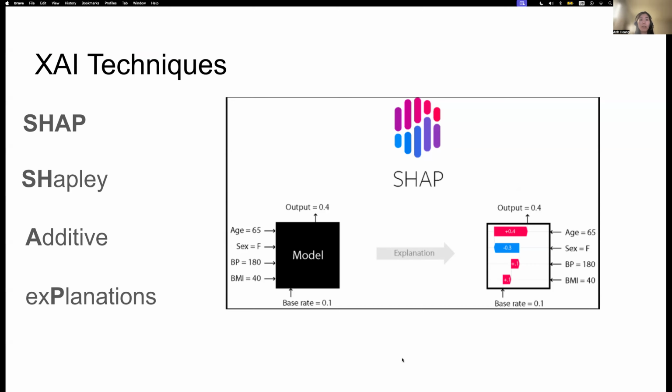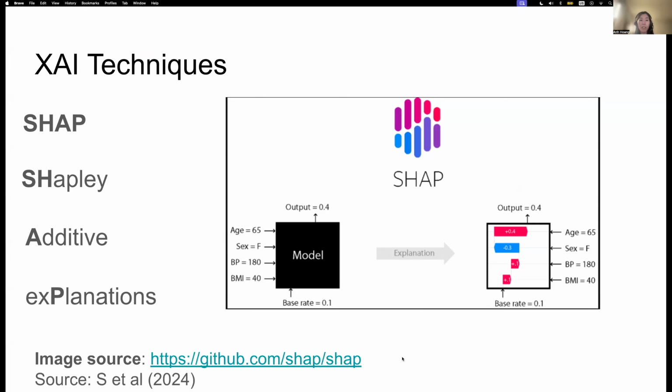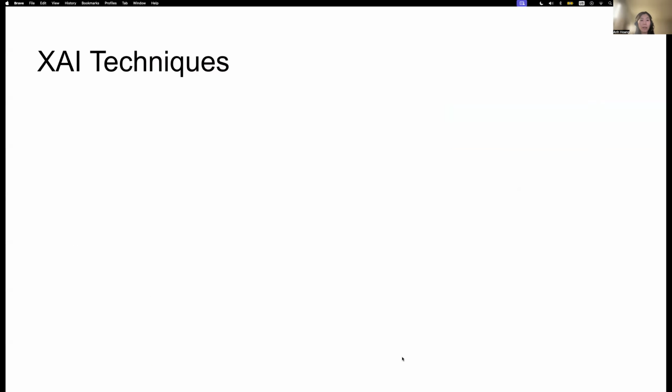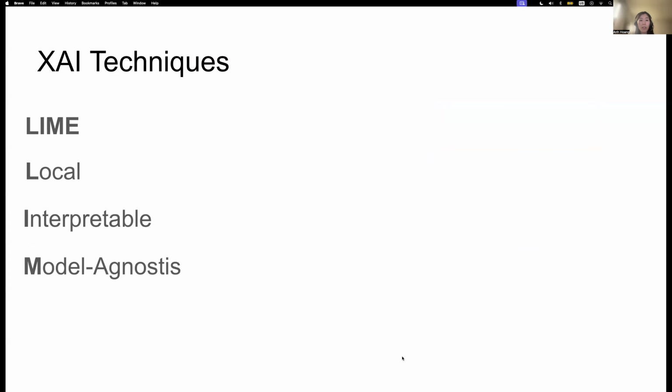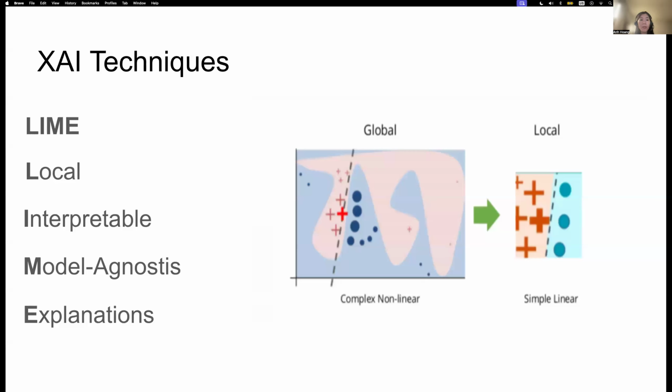Next, we'll take a look at how LIME works. LIME stands for Local Interpretable Model-Agnostic Explanations. The image shows how LIME zooms in on one specific prediction and builds a simple linear model around it. While the global model might be highly complex and nonlinear, LIME focuses just on one local area around the red data point, making it easier to explain why the model made that decision in just one case.